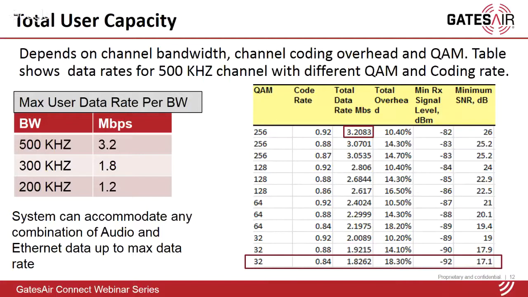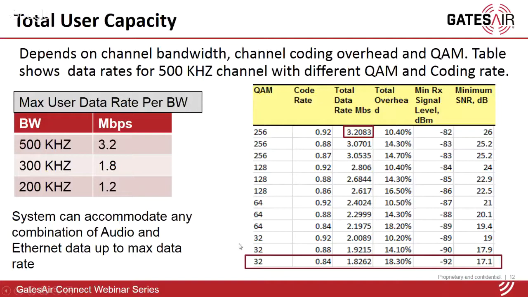And as you increase the channel coding overhead with the same QAM, your user data rate goes down because you're spending more of your total modem bits on the protection. And as you go down in the QAM level, your user rate also goes down. As a result, your signal to noise ratio requirement also relaxes from the first row.